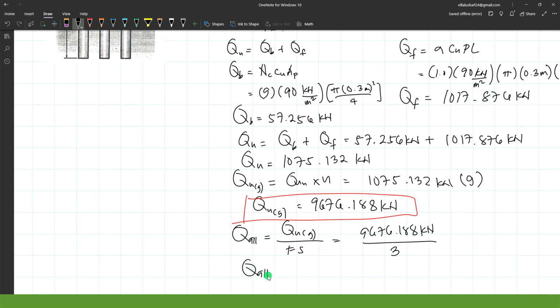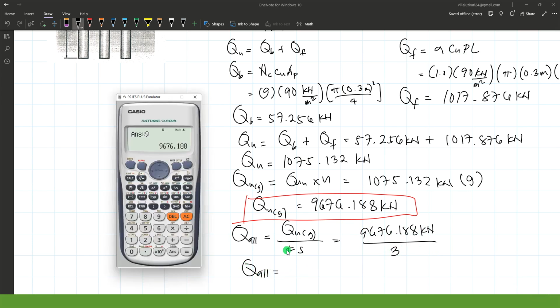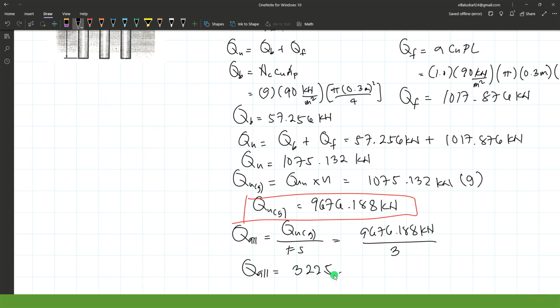So the allowable is equal to 9676.188 over 3, which equals 3225.396 kilonewtons. So this is the allowable. This is your final answer for number 1.